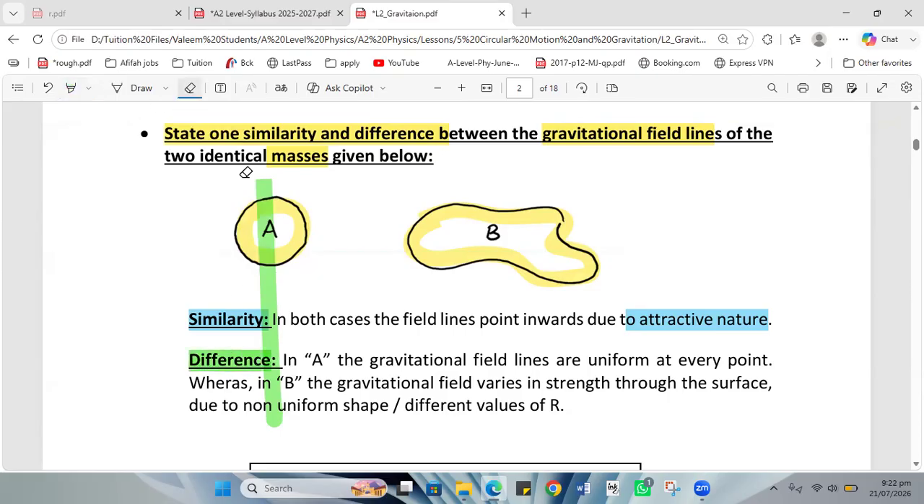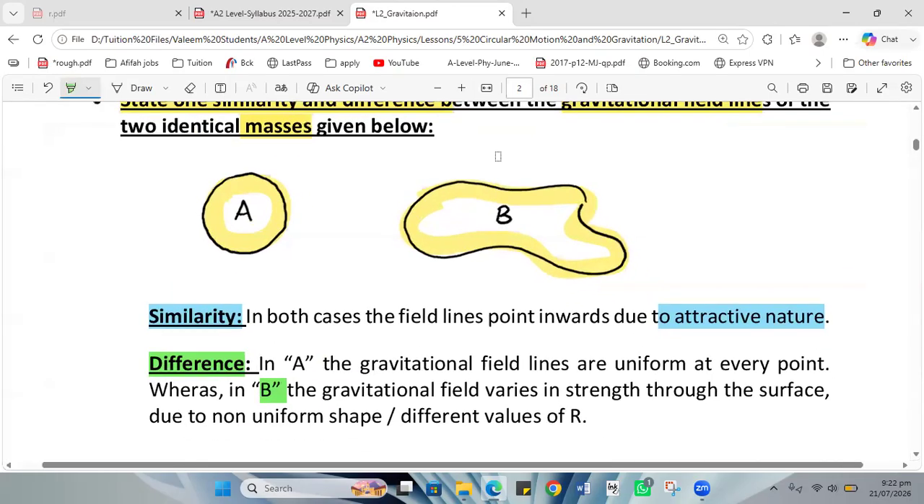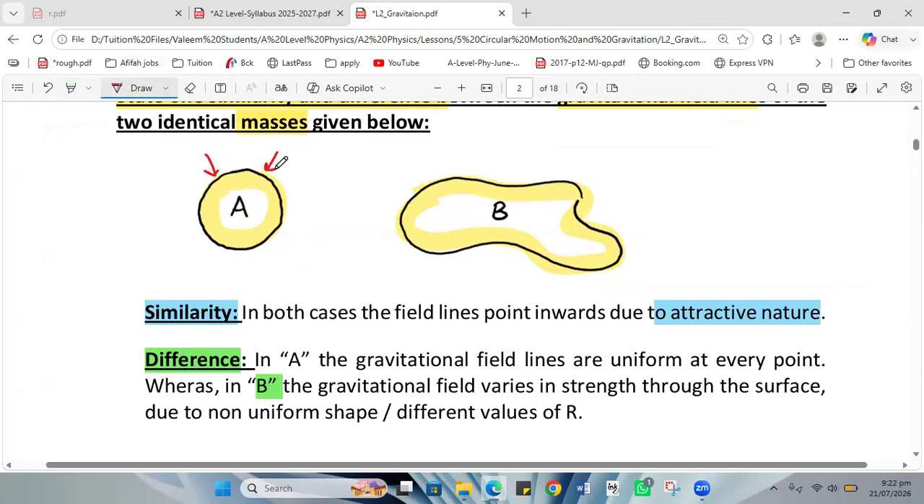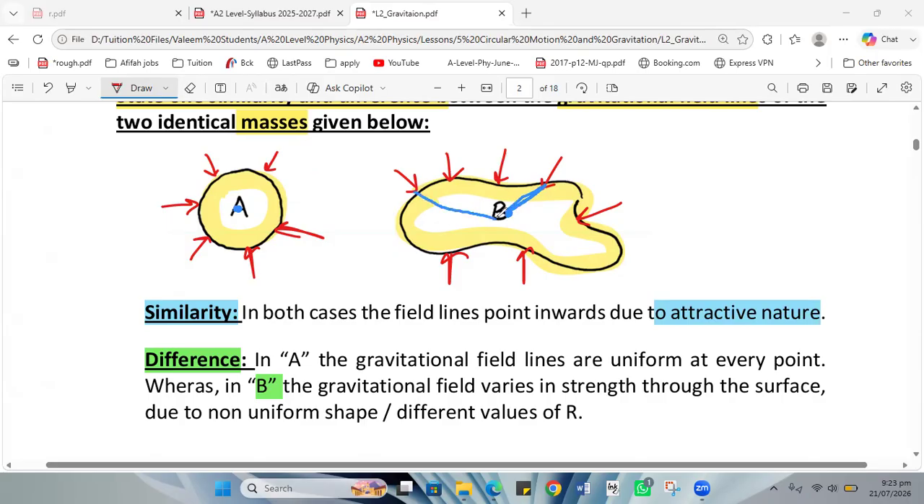A difference. What could be a difference? In object A, the field lines are uniform at every point because it's a perfect sphere. But in B, the field lines are non-uniform. How is that? If I draw the field lines for object A, it's like this. And for object B, it's like this. Now for object A, all the lines are at the same distance from the center of the sphere. But for object B, all the lines are at a different distance. For example, this field line is at a shorter distance, and this field line is at a greater distance. So hence, non-uniform field.